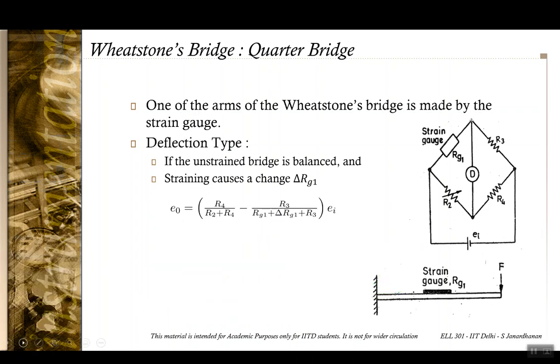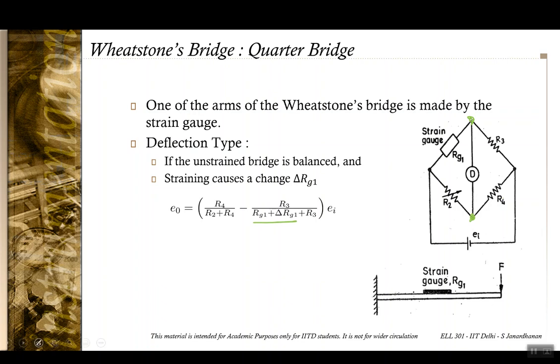Okay, what you can do is try the deflection type instrument. So here what you do is that you don't reset R2, R1 changes or Rg1 changes, and you simply measure the deflection D. Okay, so the change in potential between these two terminals is going to be R4 by R4 plus R2 minus R3 by R3 plus R1. Okay, R3 plus R1, where R1 has now changed to Rg1 plus delta Rg1.